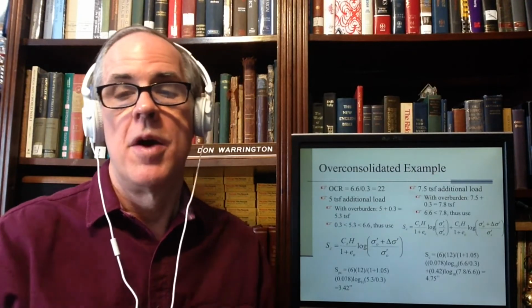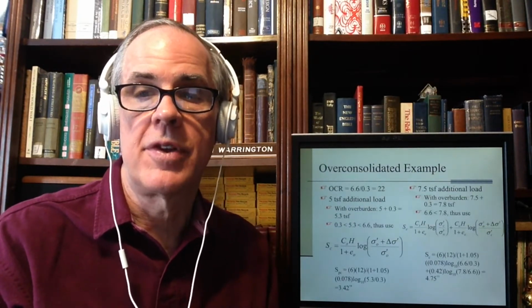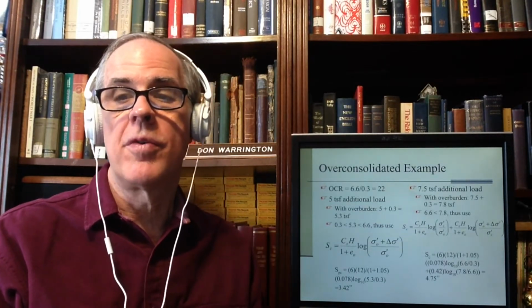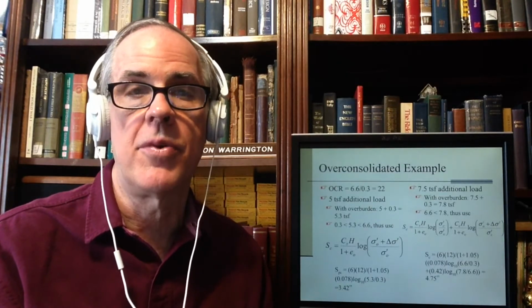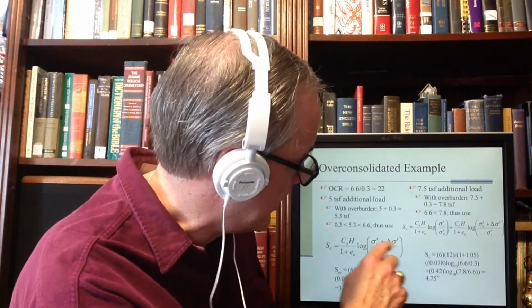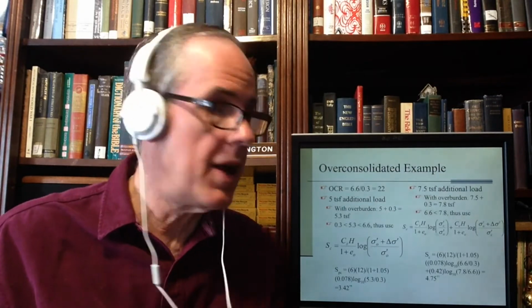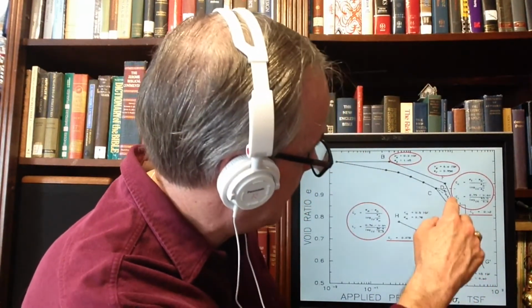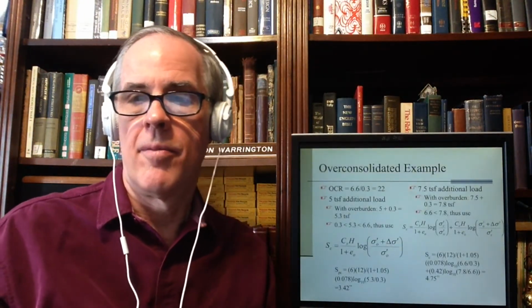Okay, that's part one. Part two is 7.5 TSF additional load. Now we've got a problem. Because with the overburden, the additional load plus the initial is 7.8 TSF. Remember that in all cases, this is the initial load, which is the effective stress load, plus this load right here. Therefore, it's greater than 6.6. So now we're over into this range, 7.8, about here. Somewhere in this area, not too far, but far enough. And then we use the longer formula. In other words, this one. And we simply, once again, plug and chug.